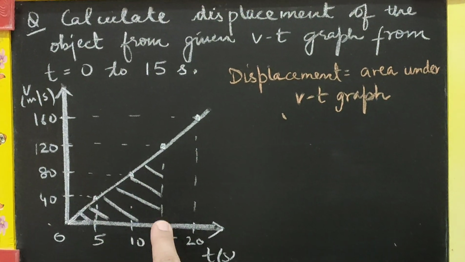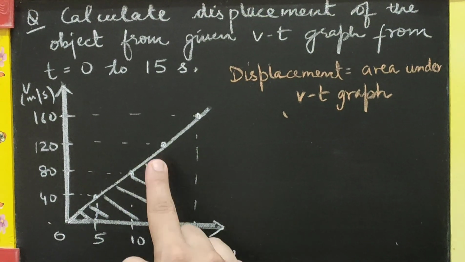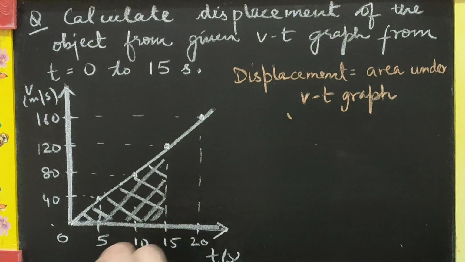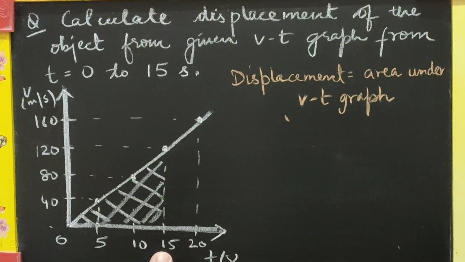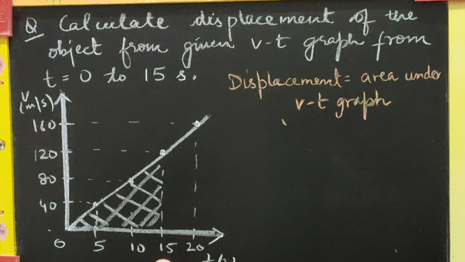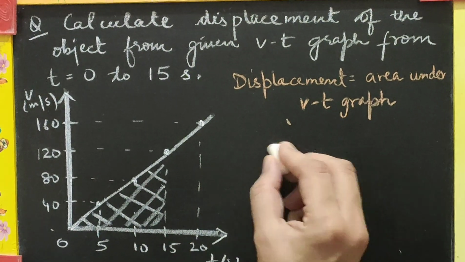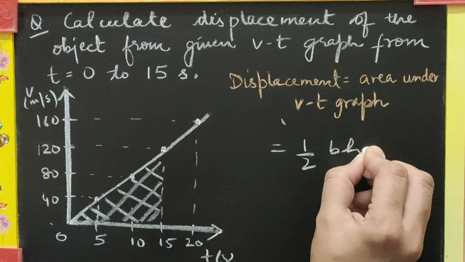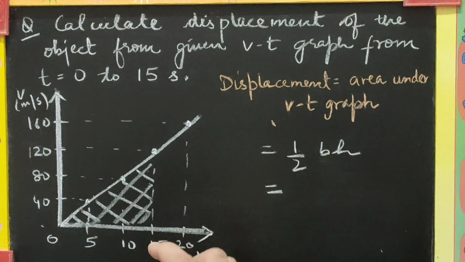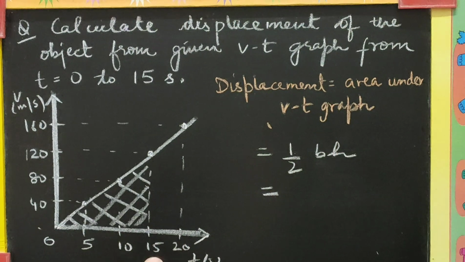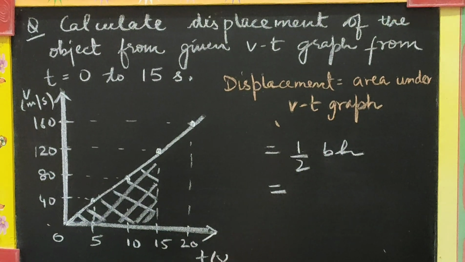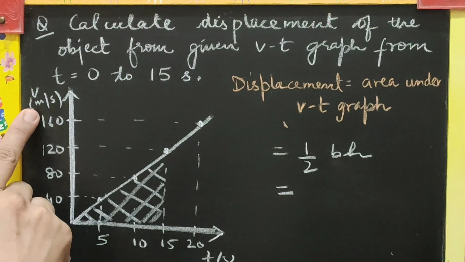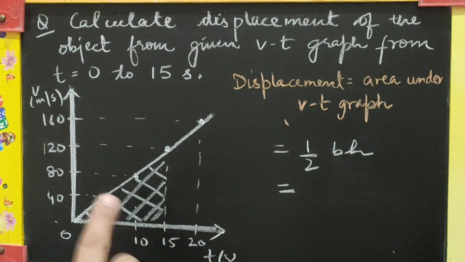Now this particular geometrical figure is a right angle triangle. So we will be calculating this shaded area, which is the distance covered from t0 to t15. Now area of a triangle is half base into height. In this case, the base of the triangle is 15 seconds and the height of the triangle is 120 meter per second. Be careful with the units on both the axes.